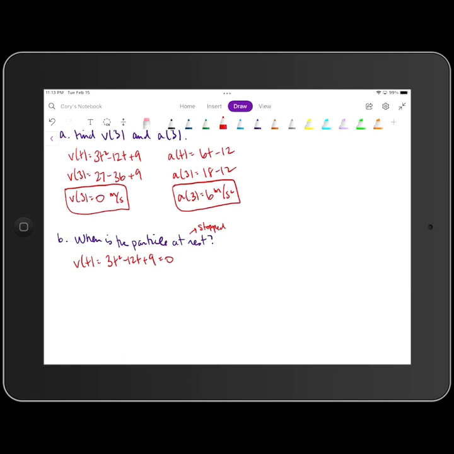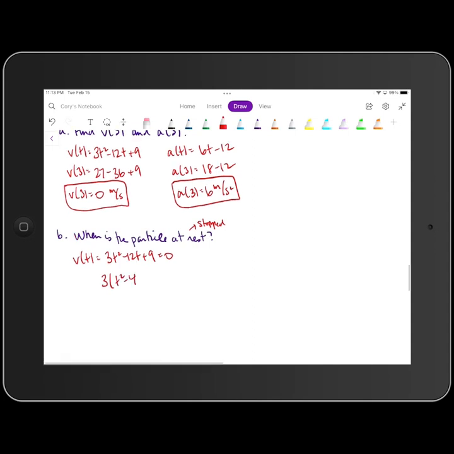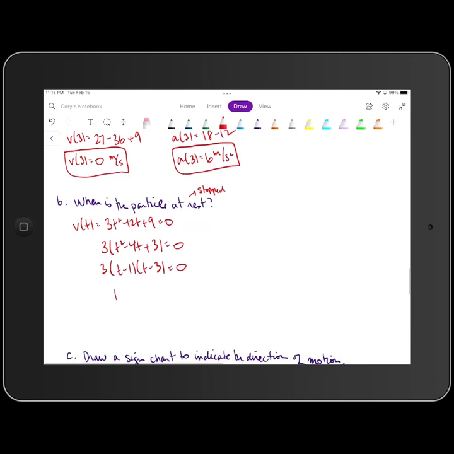I can factor 3 out of all 3 terms. When I do so, we get t squared minus 4t plus 3. That is factorable. It factors to t minus 1 times t minus 3. So that's equal to 0 when t is equal to 1 second or when t is equal to 3 seconds.